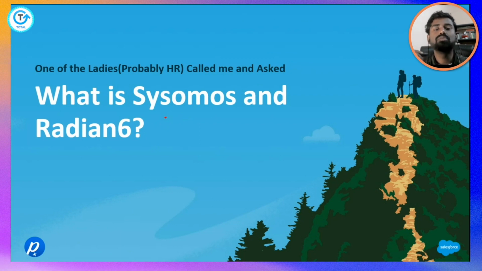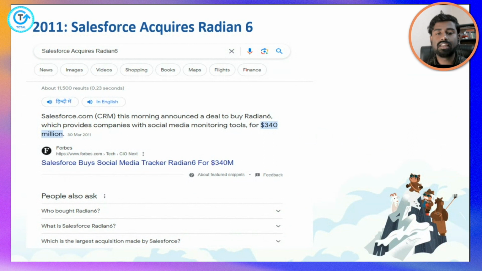Probably one of the HR called me because I am good in digital marketing, so they thought maybe I am aware of Radian 6 and Sysmos. That was way back, I think 8 years ago, and I didn't know about these things. When I started searching, I got to know that Radian 6 was acquired by Salesforce, and that is called Social Cloud in Email Studio.